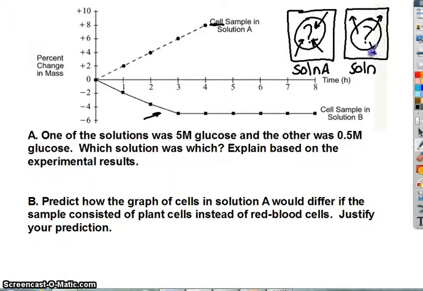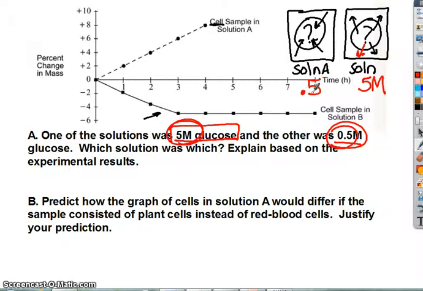So water went out. Then they tell you that the actual solutions were 5 molar glucose in one and 0.5 molar glucose in the other. And they want to know which solution was which. Well, if we know that the cell falls somewhere in between the two, and we also know that water is always going to go towards the hypertonic side, of these two solutions, 5 molar would definitely be more hypertonic than 0.5. So it would make sense that solution B has to be the 5 molar. That would cause the cell to lose weight, and if solution A was the 0.5, the cell must fall somewhere in between the two, and so this cell would gain weight.